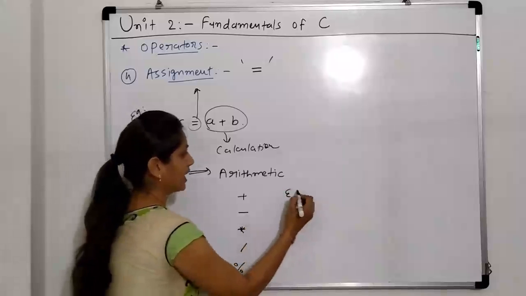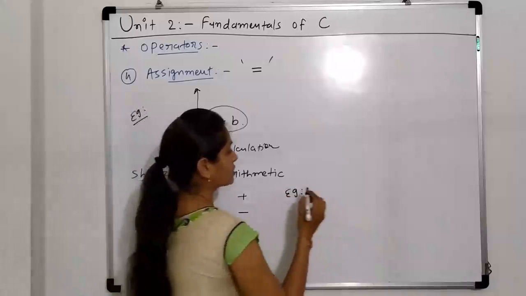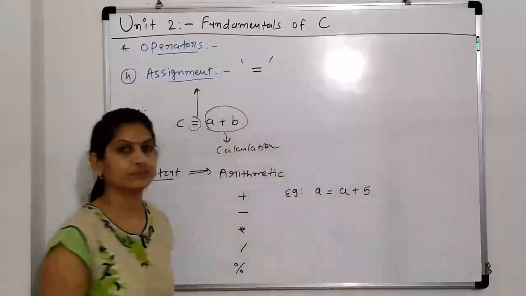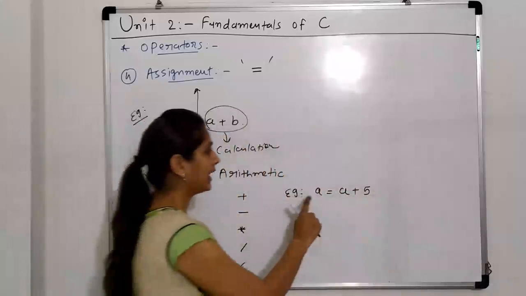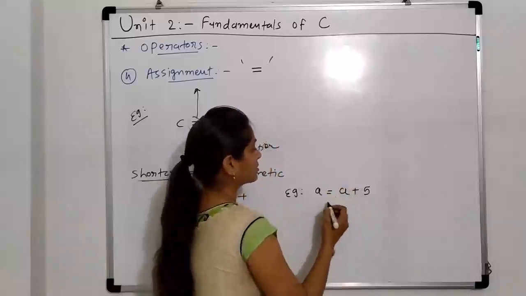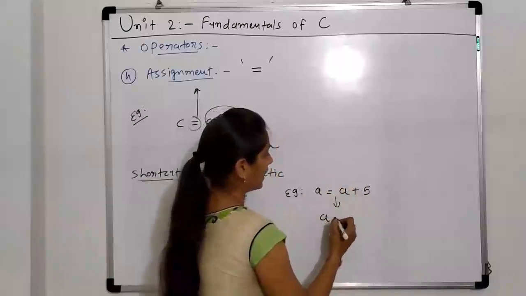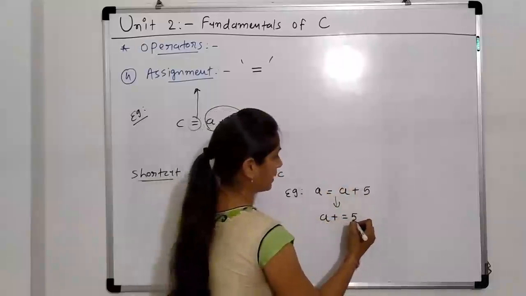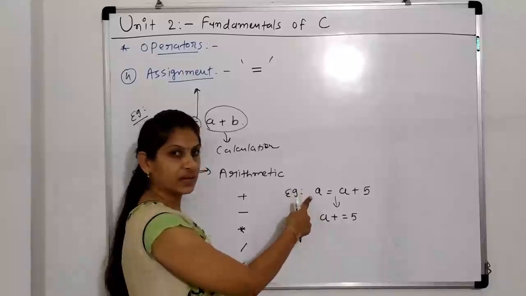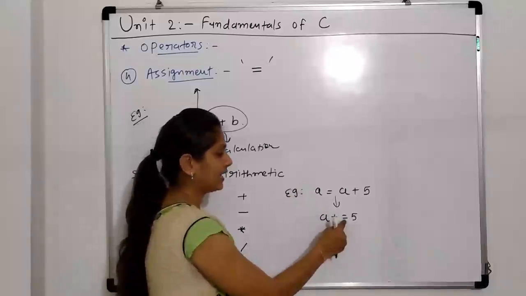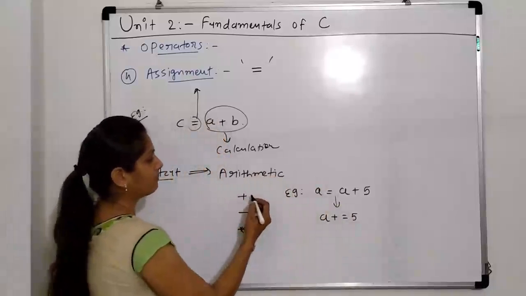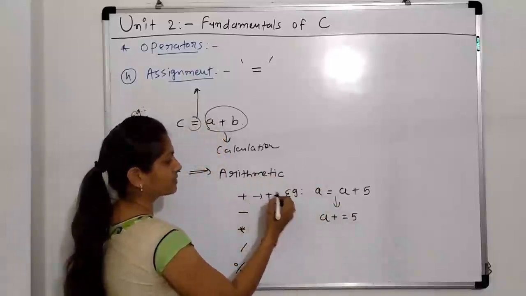How? The example is, suppose we are writing A equals A plus 5. That is the assignment operator. Then the shortcut is what? A plus equals 5. The meaning of this and this both are same. The meaning is A equals A plus 5. Clear? So for plus you have to use plus equal to.